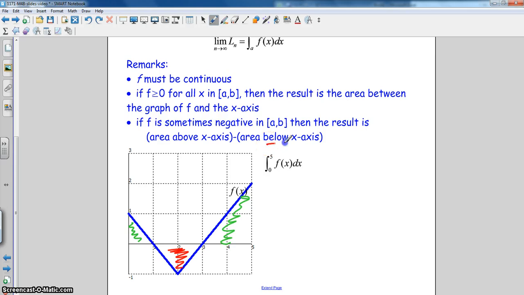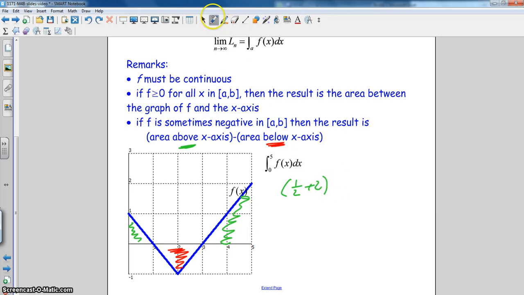And so what I'm going to do is take the area below, which is in red, and subtract that from the area that's above, which is in green. And the area above is going to be, well, this is just a triangle, same thing here. So the area for the first part is just going to be 1/2, because it's 1 times 1 times 1/2. And then here it's going to be plus 2.